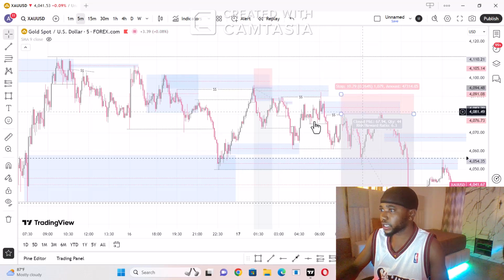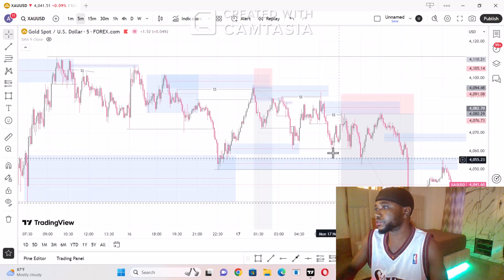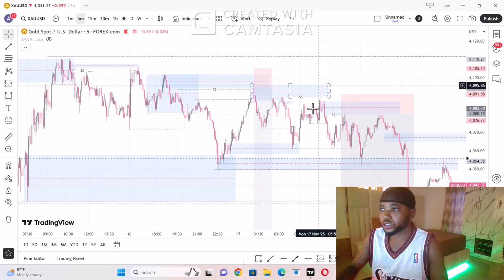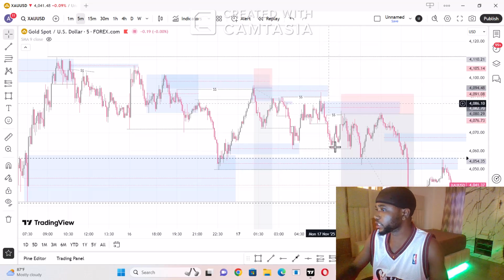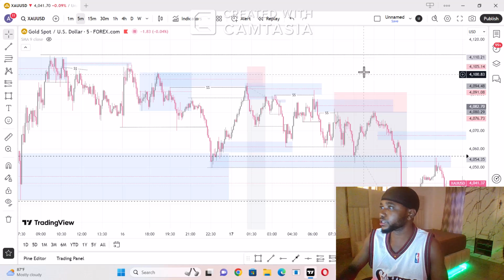That's why I always say gold is nothing more than liquidity sweep, market shift, then find your entry. That's everything about gold. If you notice this liquidity sweep and market shift, then you have to place your order without hesitating.